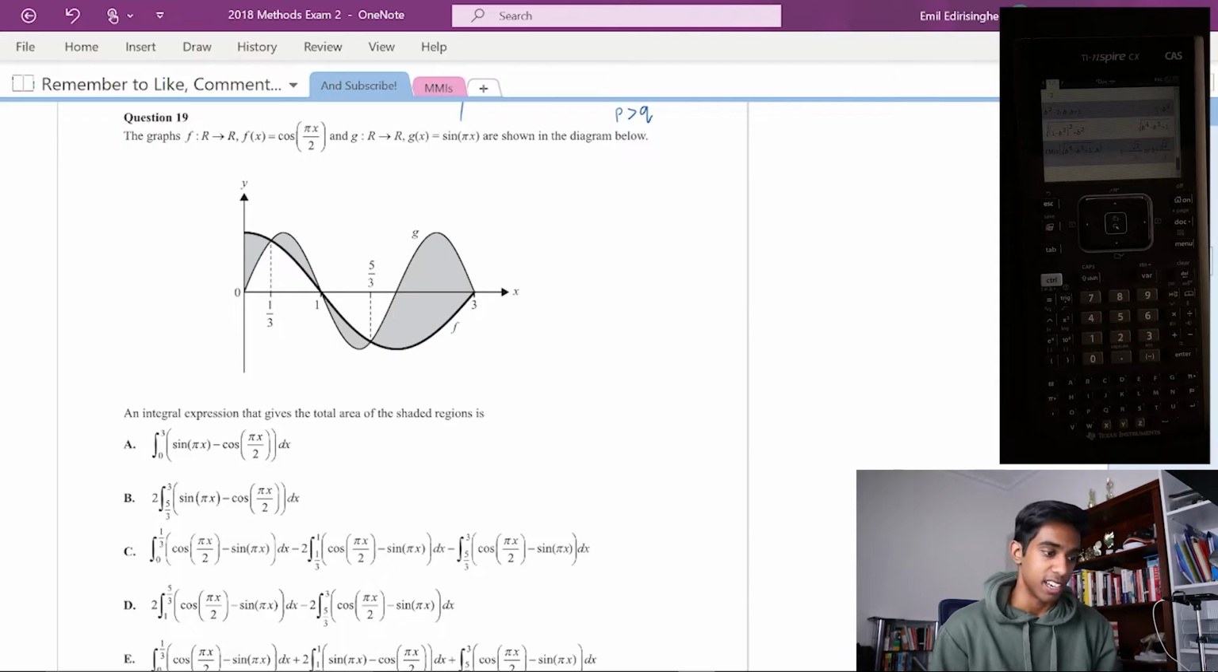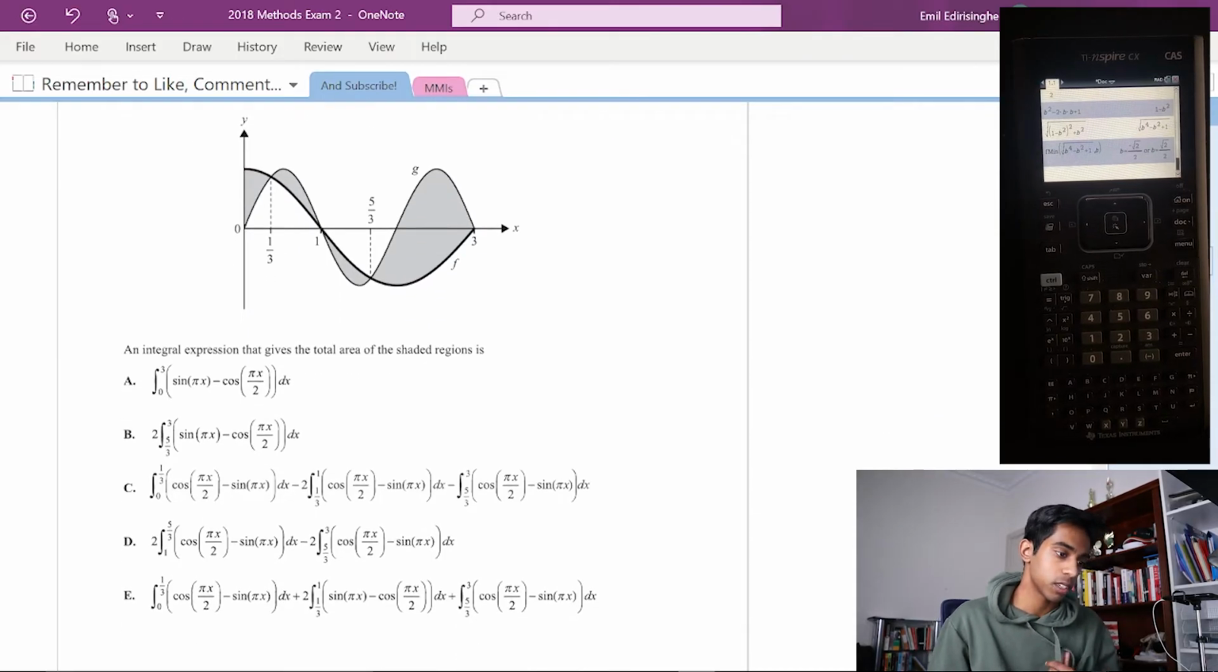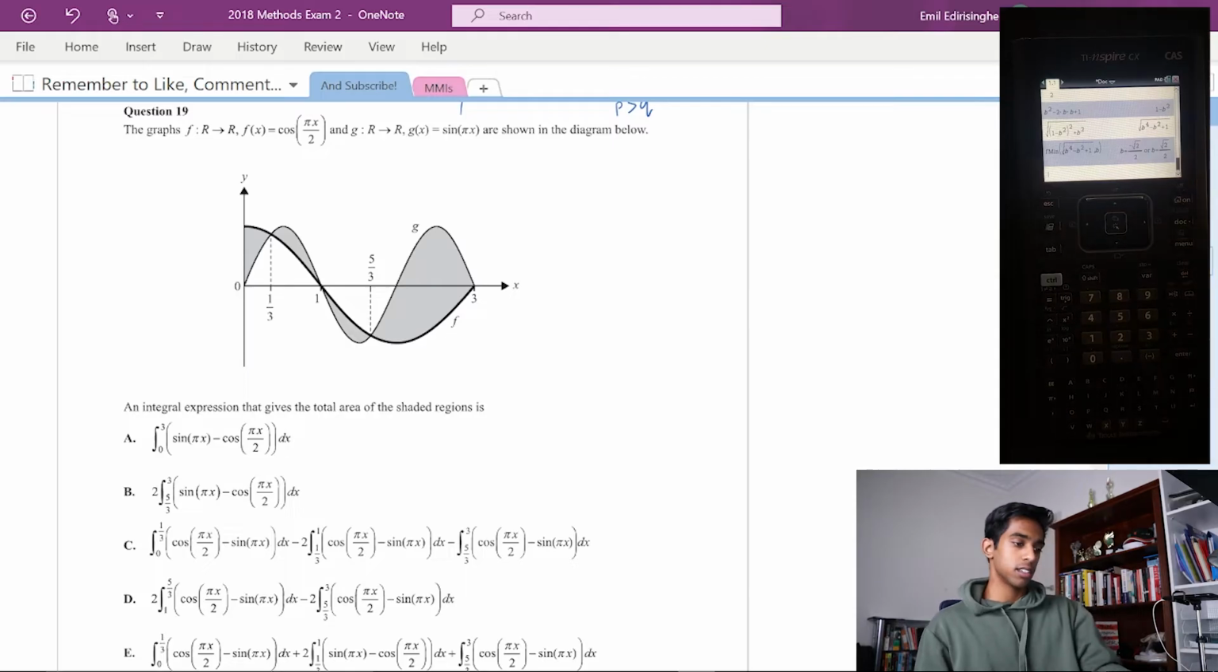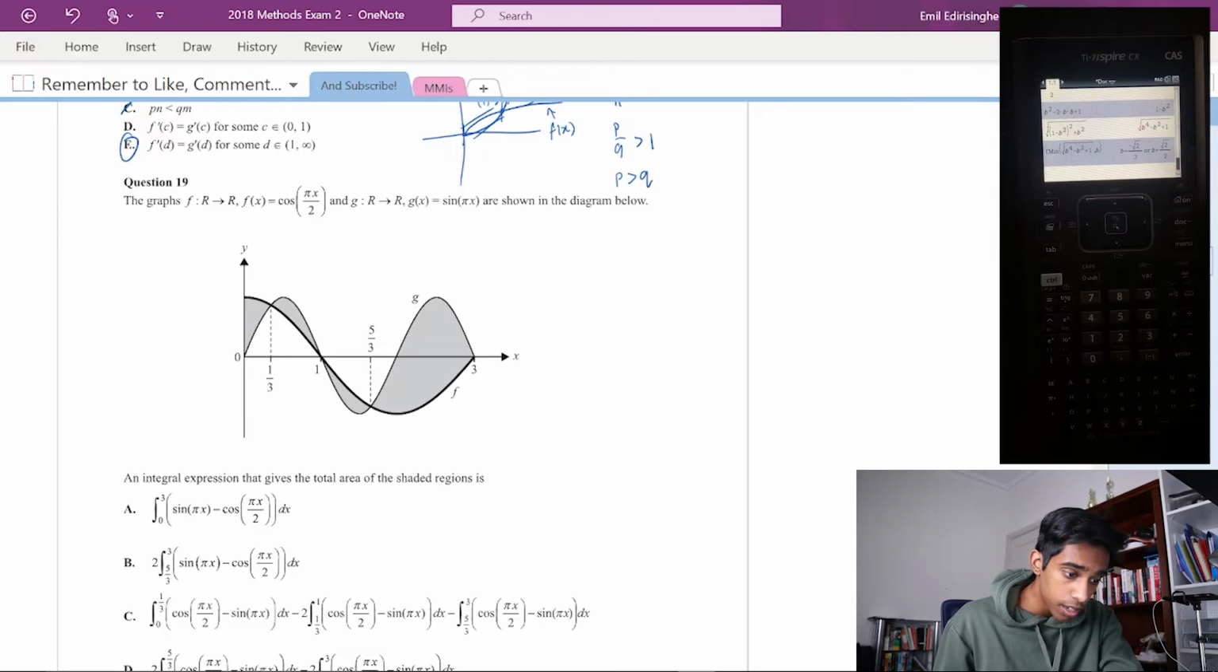Okay, so now we've got question 19, which is essentially an integration question, it looks like. They've given us the graphs of each of these functions here, and we've got an integral expression that gives the total area of the shaded regions. So what we're going to look at here is this part from 0 to 1/3 is going to be f of x minus g of x, because f of x is on top.